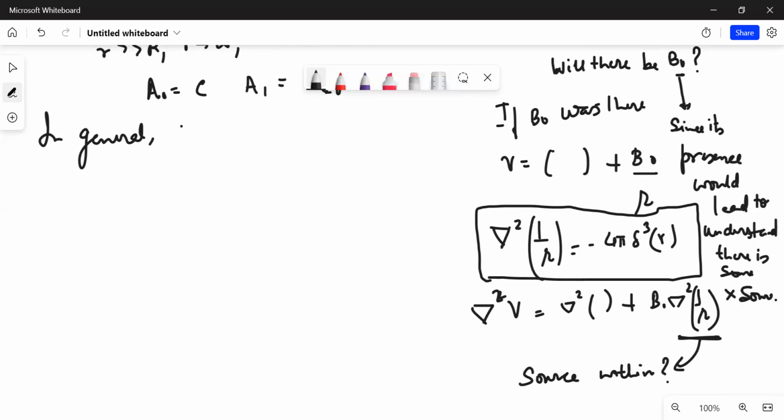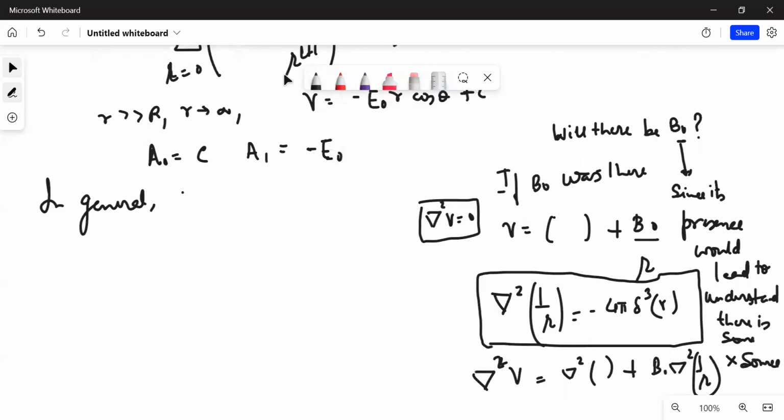There is some source within, which is not the case. We know that we are considering del square B equal to 0. That is, there is no source within as well as outside. So one needs to understand there would be no B naught term in the expansion of the BLs as well.